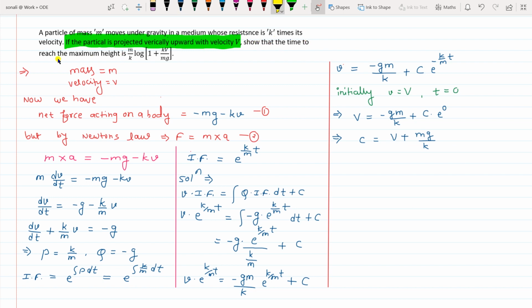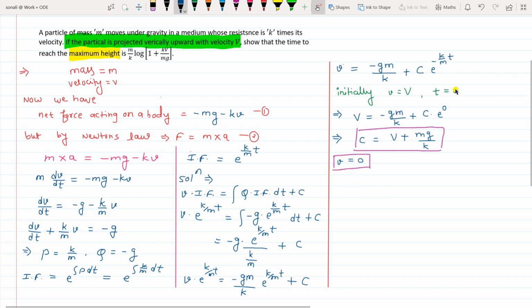Now we got the integration constant, and the next condition that we are going to see, we have to show the time to reach maximum height. So what if the object goes to maximum height? Yes, definitely at maximum height, your velocity becomes 0. So using these two conditions here, one is put the value of c, and second is put v equal to 0, because we need to find the time at maximum height, and at maximum height definitely velocity will be 0. So we get the equation.